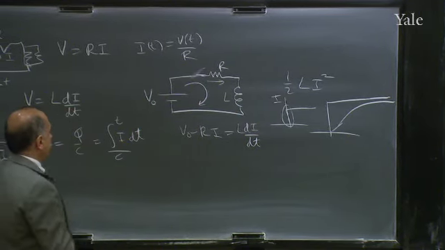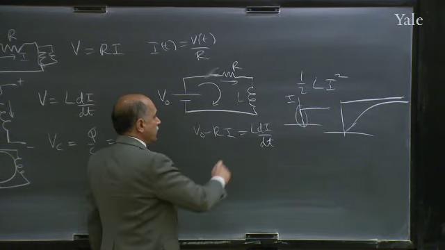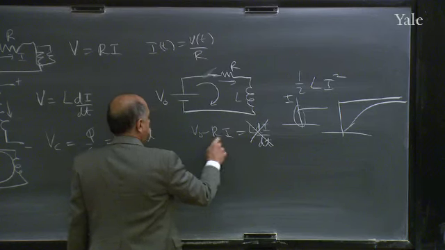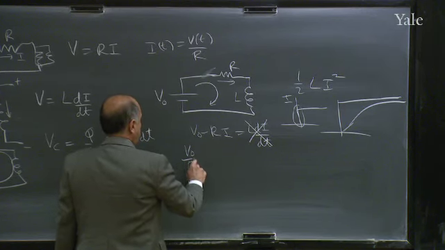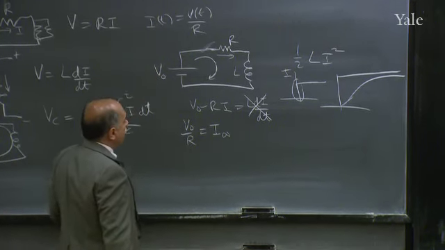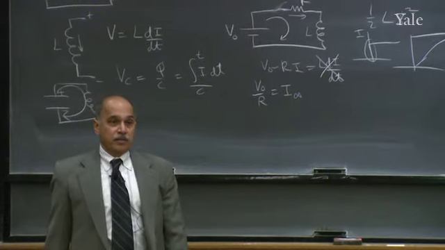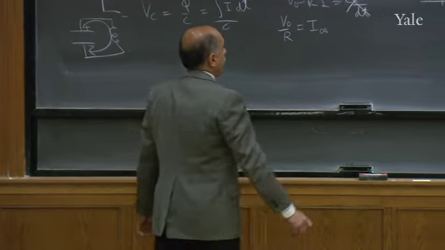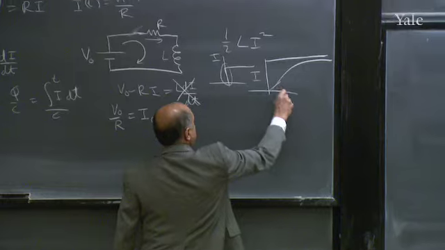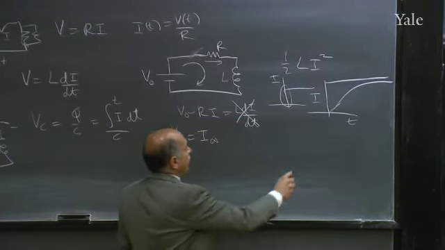What is that value? We can find that value by saying, wait till the current has stopped growing. That means di dt is 0. That current will be V0 over R, and I'm going to give it the name I sub infinity because you will reach that value only after infinite time. But you can get very, very close to that by waiting some reasonable amount of time, and part of what we want to do is figure out how long I should wait.